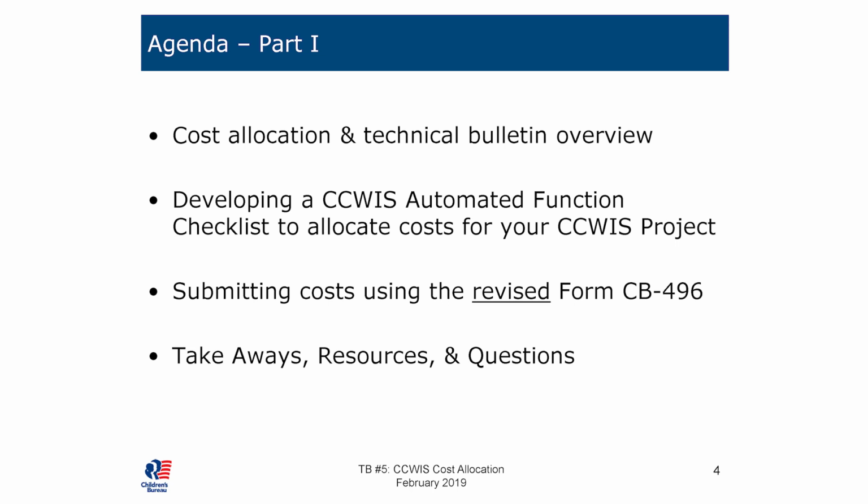However, since the reporting of the 4E agency's foster care program costs on the revised CB 496 for the first quarter of federal fiscal year 2019, that is October through December of 2018, are due by March 1st, we wanted to provide guidance now since we are so close to that deadline. And at the end, we will summarize key points, provide detailed resources to go to for more information, and take questions. Next slide, please.